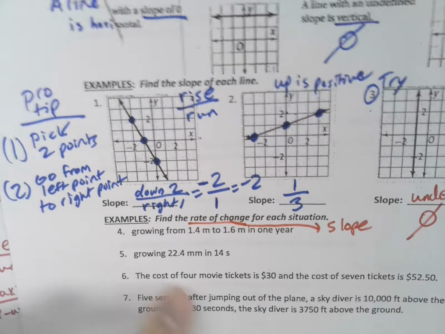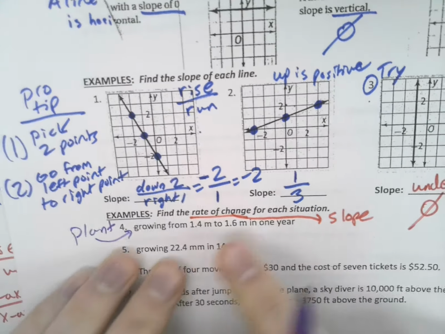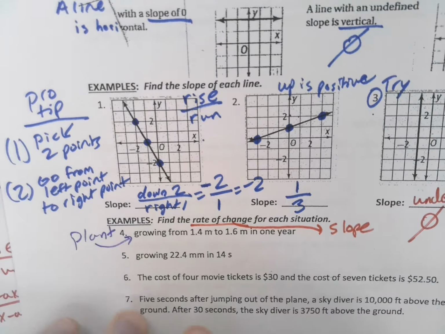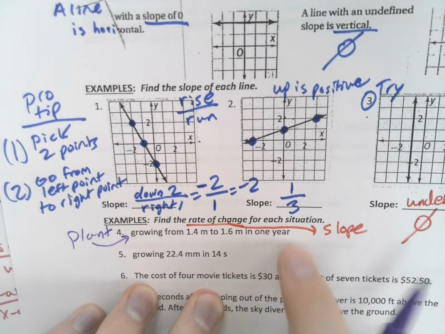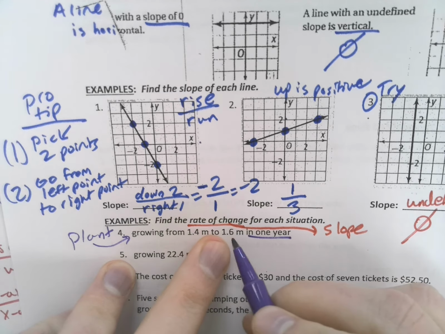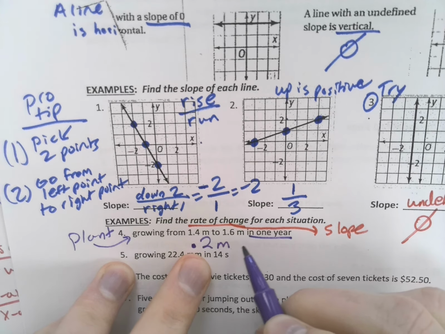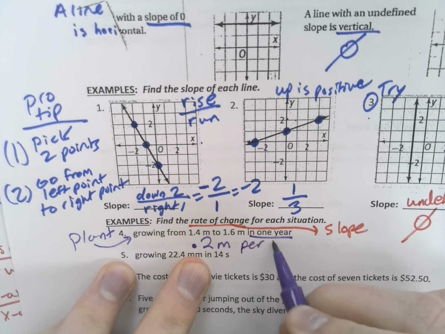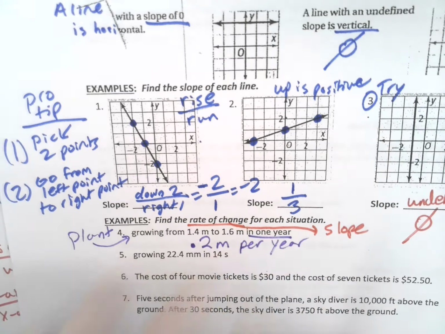Let's say we have a plant that's growing from 1.4 meters to 1.6 meters in 1 year. What would be the rate of change there? We always like to do this in 1 unit of measure, so in 1 year. How much did it grow in 1 year? From 1.4 meters to 1.6 meters, isn't that 0.2 meters? So it grew 0.2 meters per year. We have to do it per 1 unit of measure. So 0.2 meters per year.